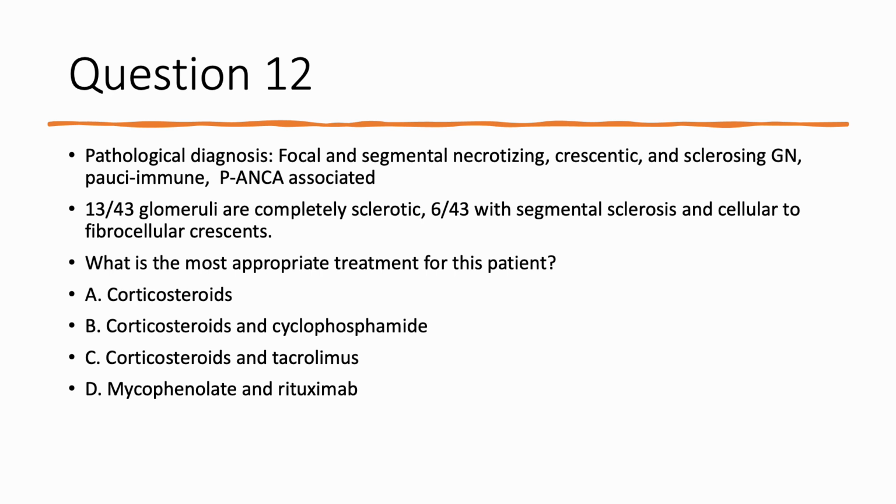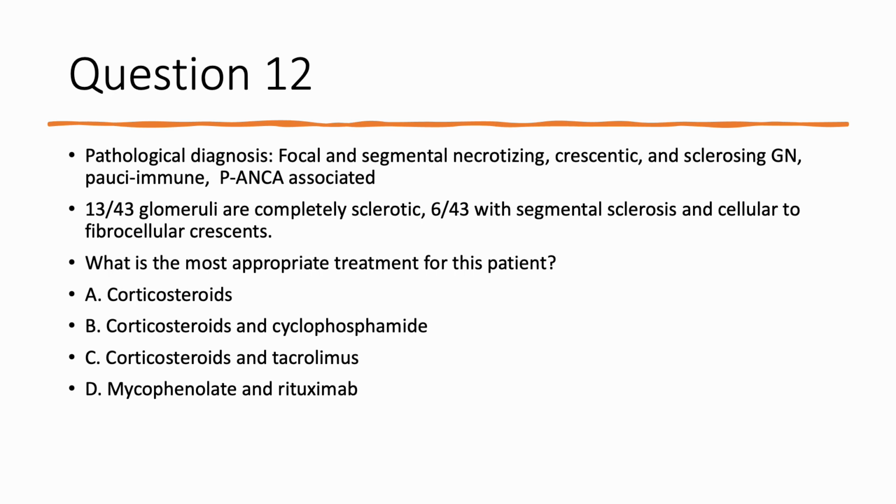So now we did the biopsy, and we know that the diagnosis is microscopic polyangiitis, okay? The pathological diagnosis was, and this is what the kidney biopsy is going to say, focal, meaning it involves less than 50% of the glomeruli, segmental, meaning it involves less than 50% of any single glomerulus, necrotizing, meaning you have dead tissue, crescentic because of the crescents, and sclerosing because of the fibrosis and scarring.